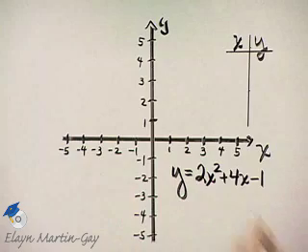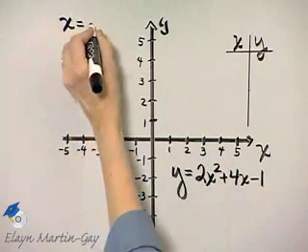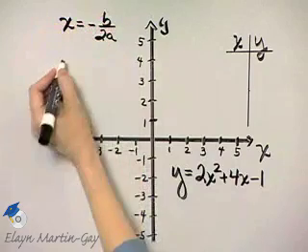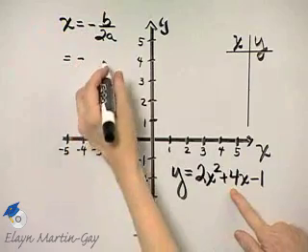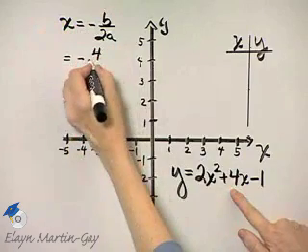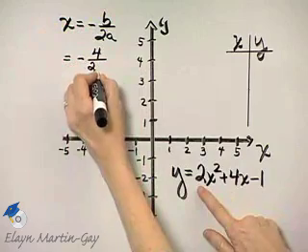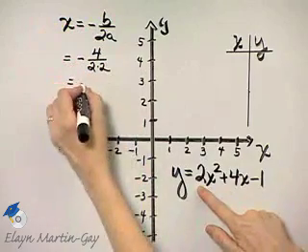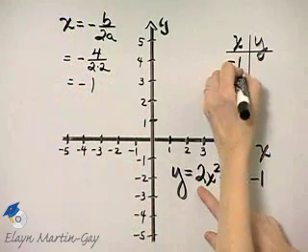To find the vertex, we use the fact that the x value of the vertex is negative b over 2a. So it's negative b, where b is the coefficient of x, that's 4, over 2 times a, where a is the coefficient of x squared, times 2. So that is negative 4 over 4, or negative 1.